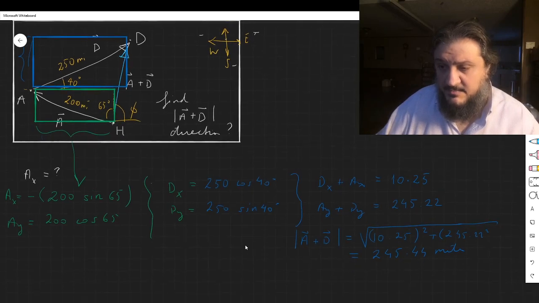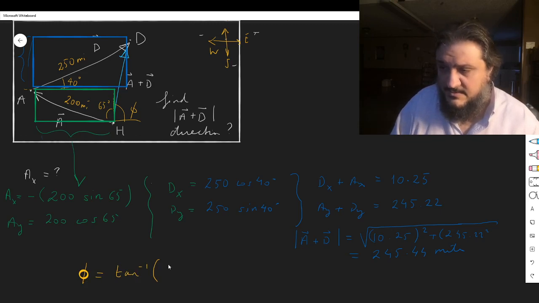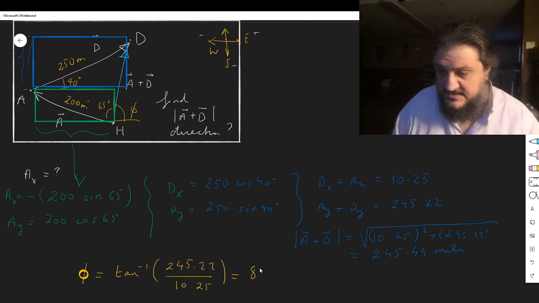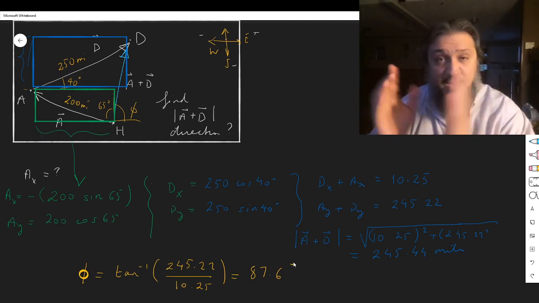All right. Now that angle can be found. Remember the polar coordinates business? Same thing. Phi will be equal to arc tangent, the y coordinate divided by the x coordinate. 245.22 divided by 10.25. Take the arctangent of that, 87.6 degrees. That is the direction.